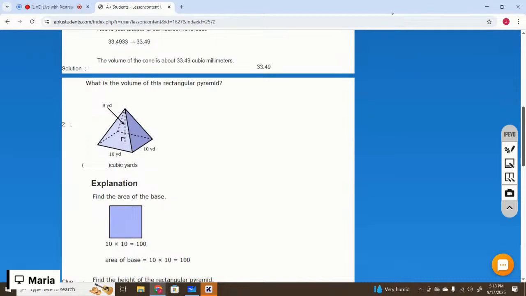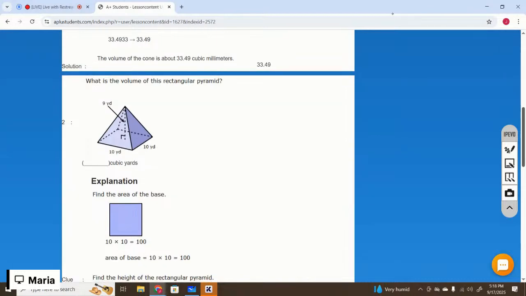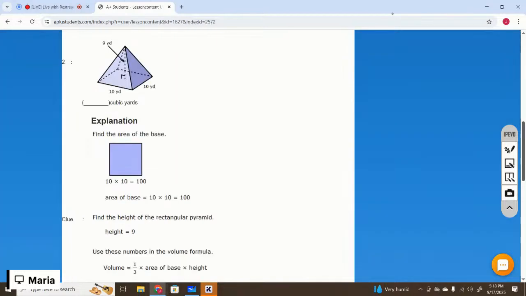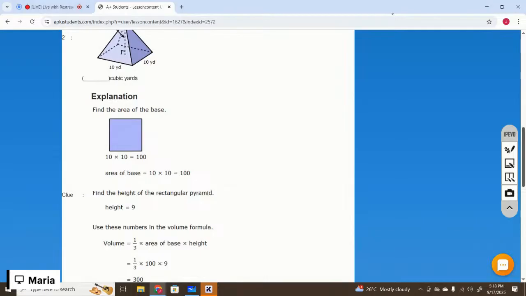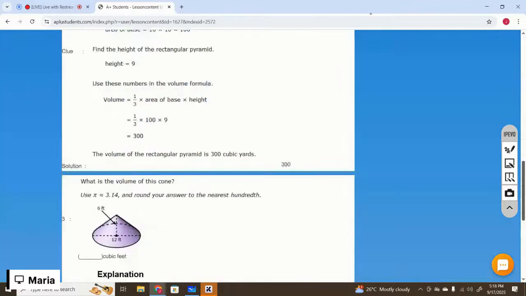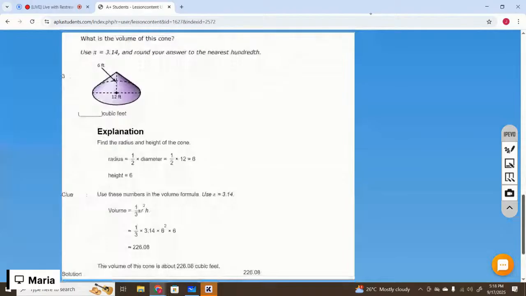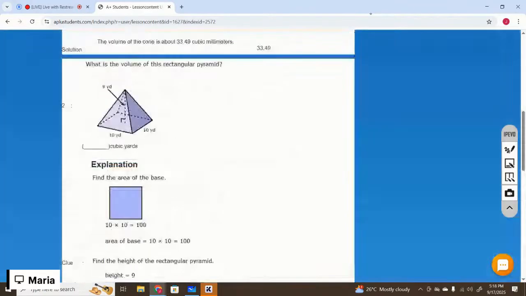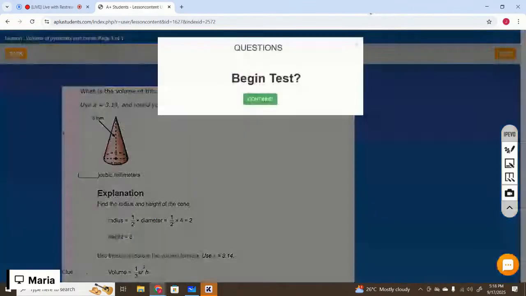Now look at what is the volume of the rectangular pyramid. We need to calculate the area of base. Then we need to calculate the volume, that is 1 by 3 times area of base times height. Let's just start with the test questions.